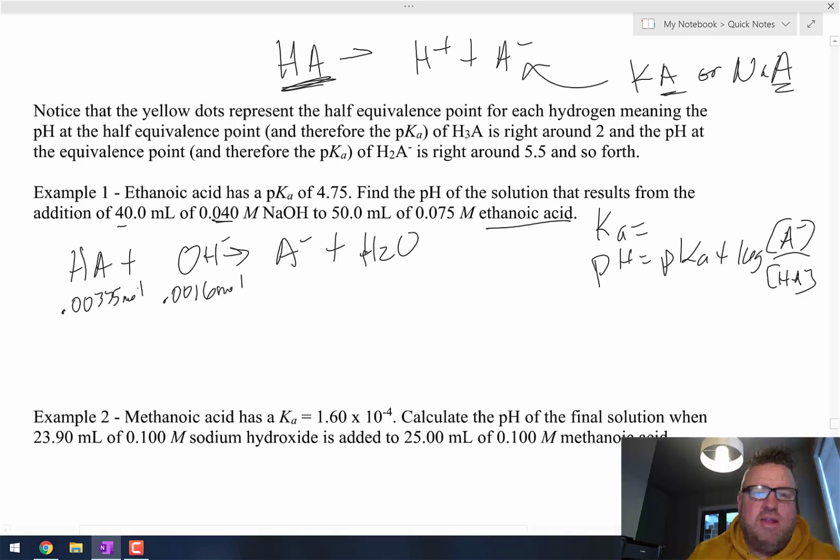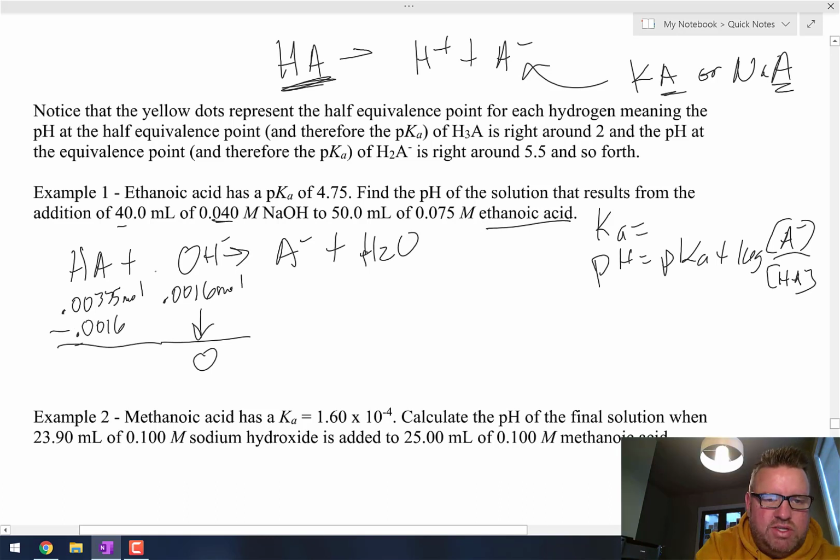What's our limiting reactant? Certainly it's 0.0016 of the NaOH. So this is going to go to 0. This is going to go down by 0.0016. And then the A minus over here, which initially you have none of, is going to go up by 0.0016, which means yes.